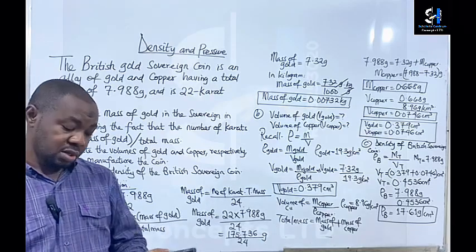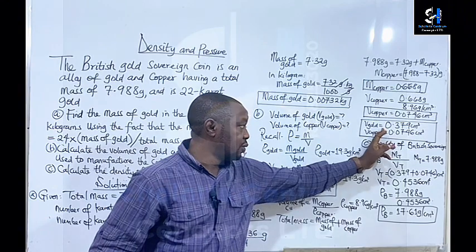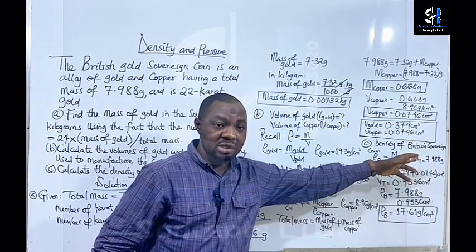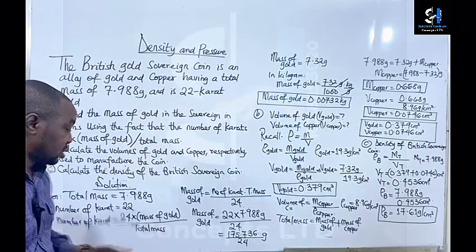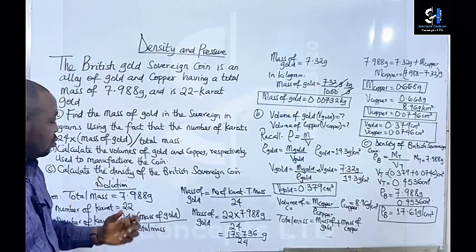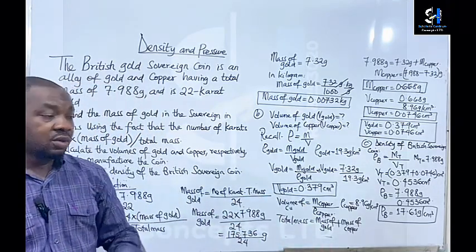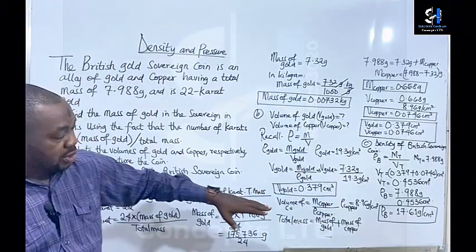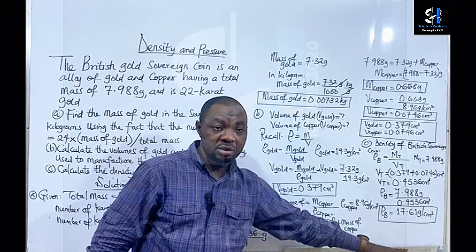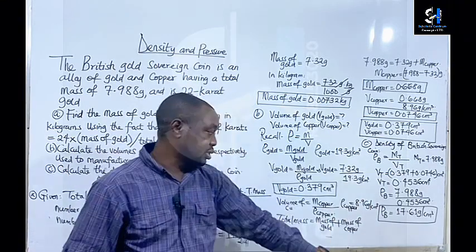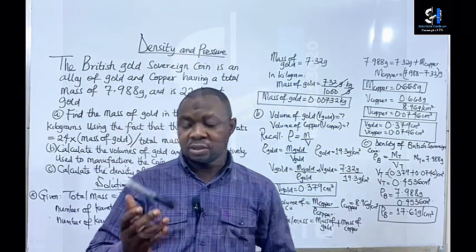Remember, because the units of volume of gold and volume of copper are in cubic centimeters, and the unit of the total mass is in grams, and in the question we are not asked to calculate the density in kilogram per cubic meters, that's why I have to leave it this way. So the density of the British sovereign coin in gram per cubic centimeters is 17.61 gram per cubic centimeters.